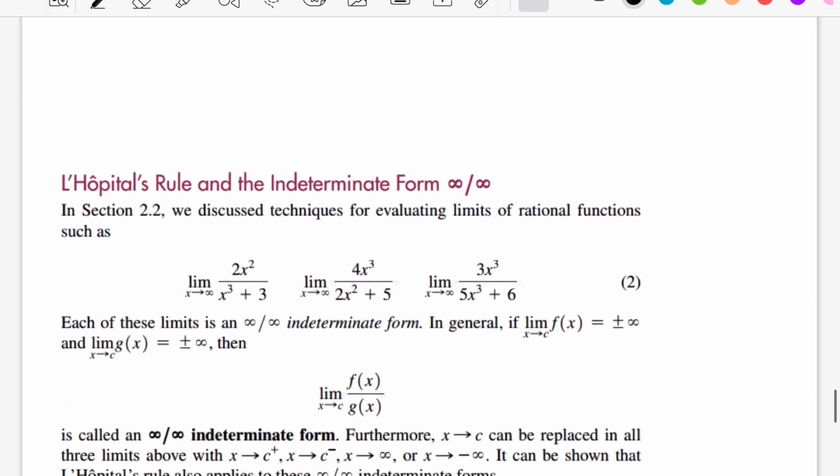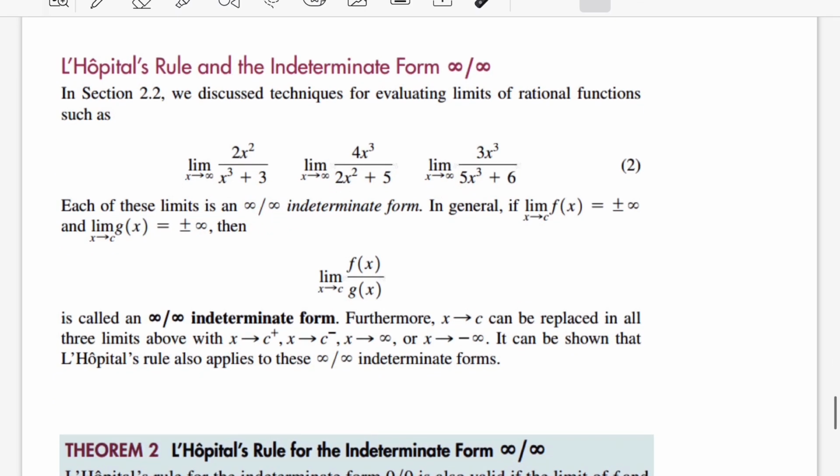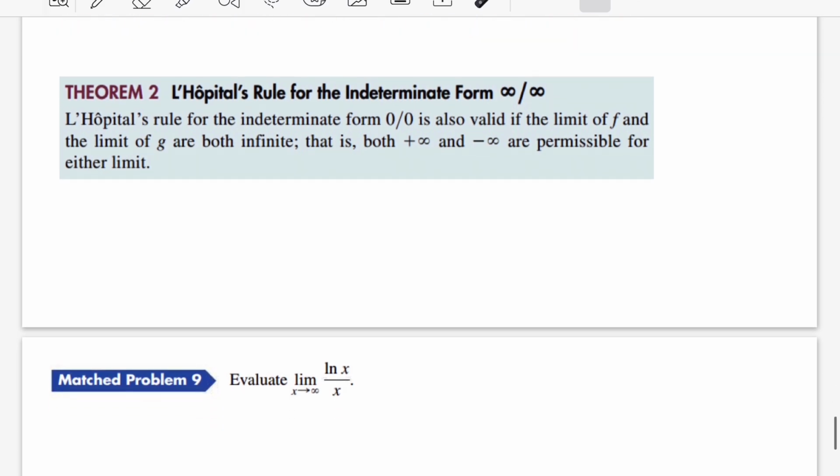Now we can also apply L'Hopital's rule to this indeterminate form when we have infinity over infinity. In section 2.2, we discussed certain techniques for evaluating limits of this form here. And in this case, for each of these limits, we have indeterminate forms, so we get infinity over infinity. And so when we get indeterminate form of this form, we can use L'Hopital's rule. We'll look at an example of that here.